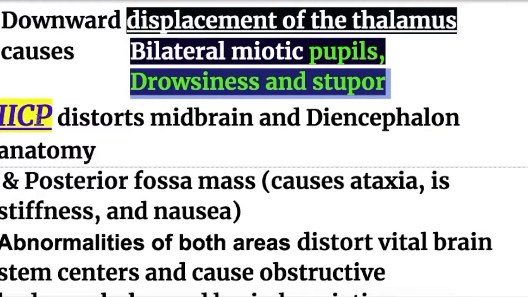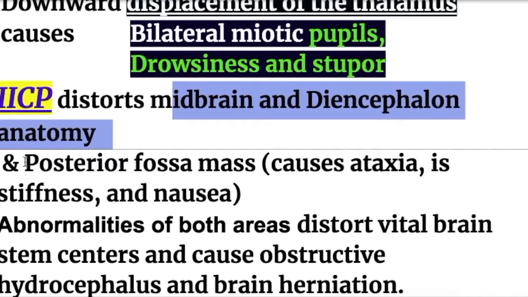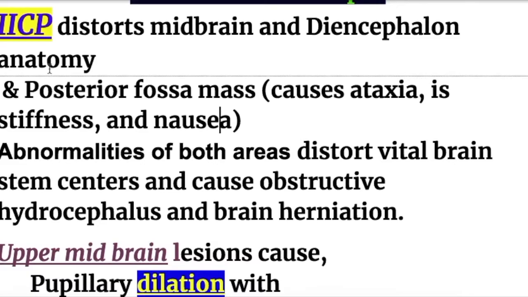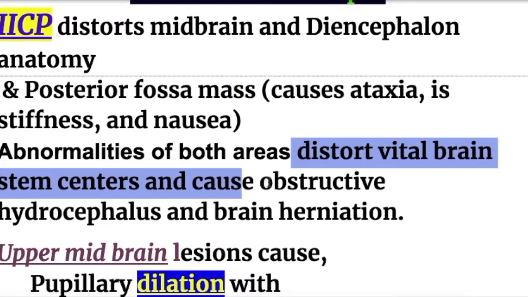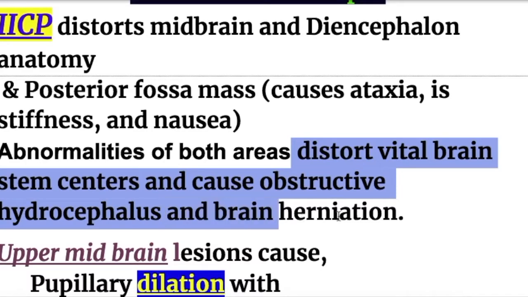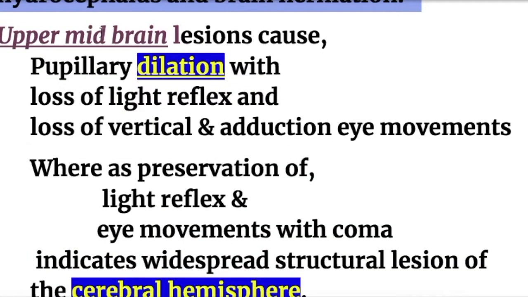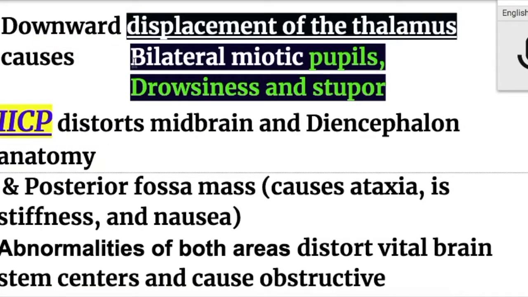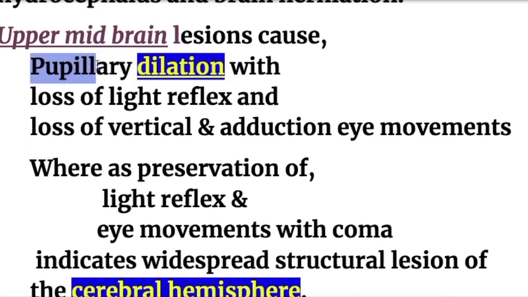Number 2, increased intracranial pressure distorts midbrain and diencephalon anatomy, and a posterior fossa mass causes ataxia, stiffness and nausea. That causes abnormalities of both these areas; midbrain and posterior fossa mass distort vital brain stem centers and cause obstructive hydrocephalus and brain herniation. Now, upper midbrain lesions cause pupillary dilatation, whereas we just learned that displacement of the thalamus causes bilateral myotic pupil. But upper midbrain lesions cause pupillary dilatation because they interrupt fibers of the oculomotor nerve.